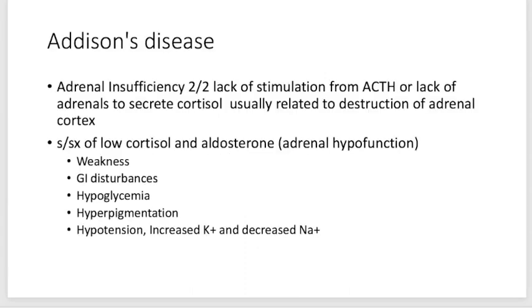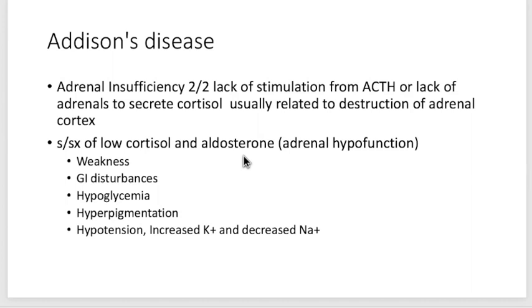So then we have the opposite, which would be Addison's disease, and that is adrenal insufficiency secondary to lack of stimulation from the ACTH or lack of the adrenals' ability to respond to the ACTH, and ultimately leads to adrenal hypocortical function, and that gives us low cortisol, low aldosterone. So that's going to lead to weakness, GI disturbances, hypoglycemia. You still will get some hyperpigmentation, but then you will have hypotension, increased potassium, and decreased sodium. And that's secondary to cortisol and aldosterone.